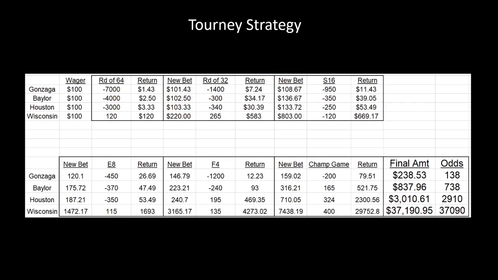Here are 4 teams from this year's tournament, and this is looking at the strategy of betting 100, taking the winning ticket, rolling it over, and continue going. Okay? Gonzaga, $100 in the first round would have brought back $143. You then combine that and bet $101.43 for them to beat Oklahoma. Now you got $7.24 coming back. And now you can bet $108 on them to win their Sweet 16 game against Creighton, and so on and so on.